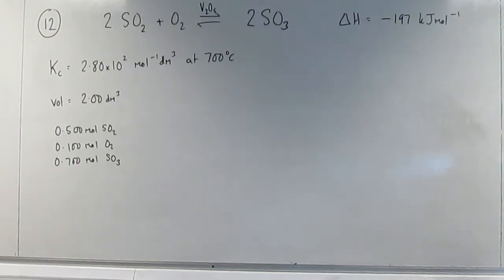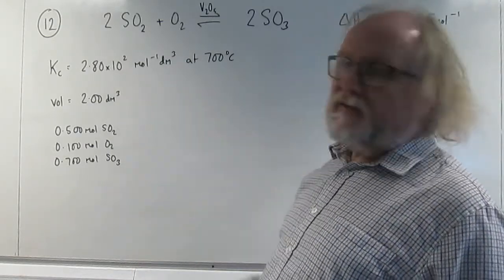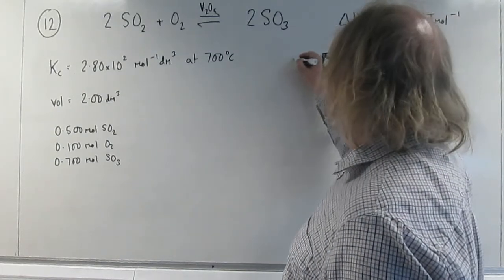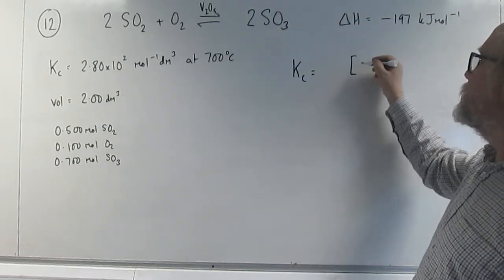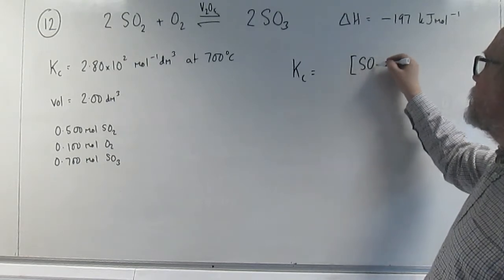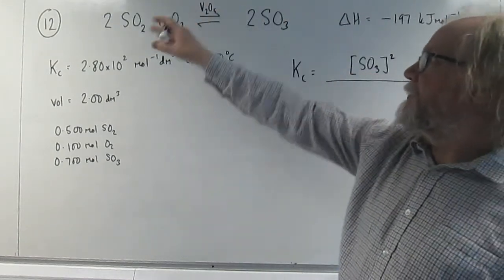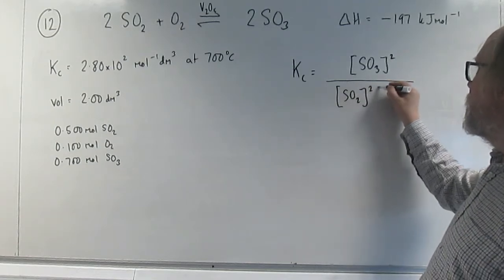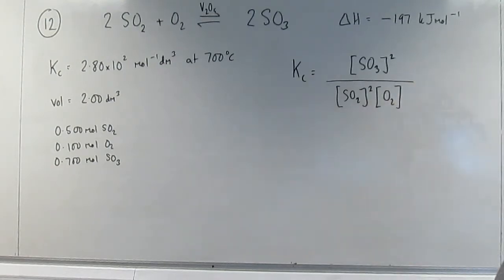Next we're moving on to looking at this equilibrium. It gives us a value for the equilibrium constant at 700 degrees C and some information about a particular mixture. So first it wants the expression for Kc. Remember, the stuff on the right goes on the top. So it's the concentration, because it's Kc rather than Kp, concentration of SO3 squared, because there are 2 of them, divided by the stuff on the left. So concentration of SO2 also squared, and then times the concentration of O2. Okay, so that's our Kc expression.